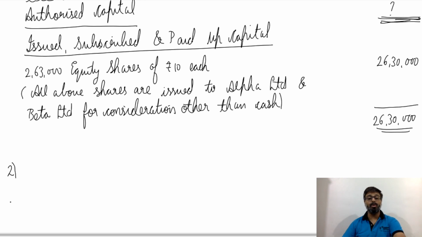After share capital, what was the second item in shareholders' funds? Reserves and surplus. Okay. In shareholders' funds, the second item was reserves and surplus.